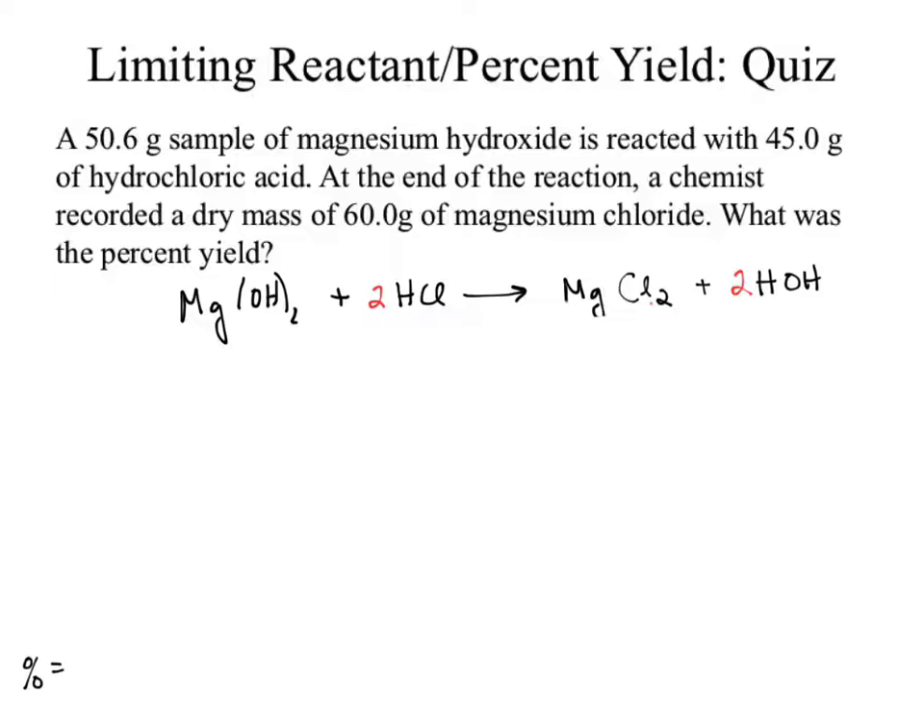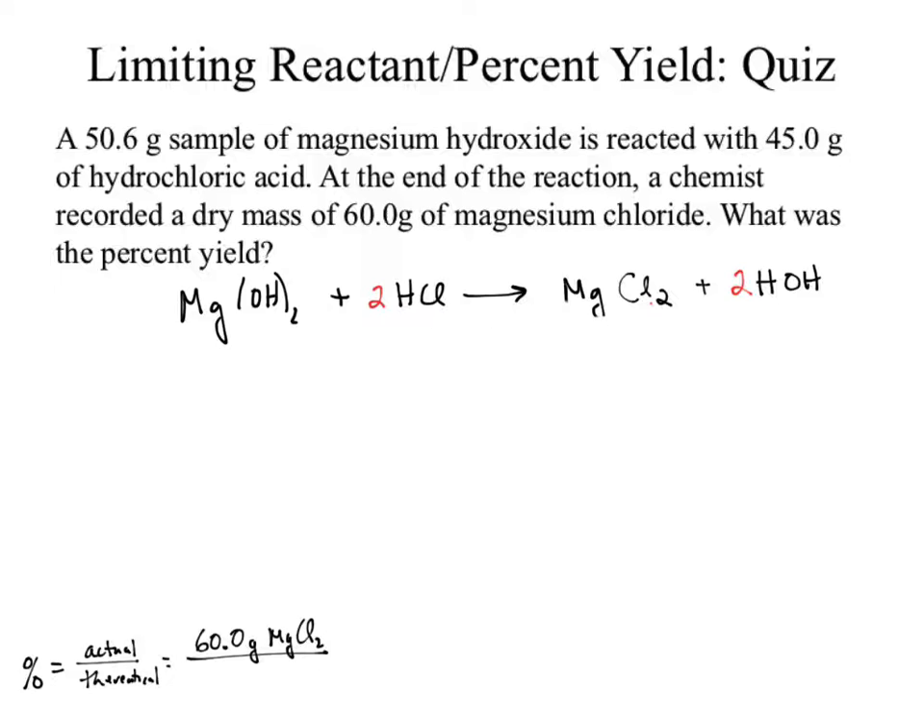For a percent yield, it is the actual over the theoretical, where the units must be the same. The actual is given to me. It must always be given to me, unless I'm solving directly for that, which changes the calculations around a little bit. Am I given the actual yield? What is it? 60 grams of magnesium chloride.